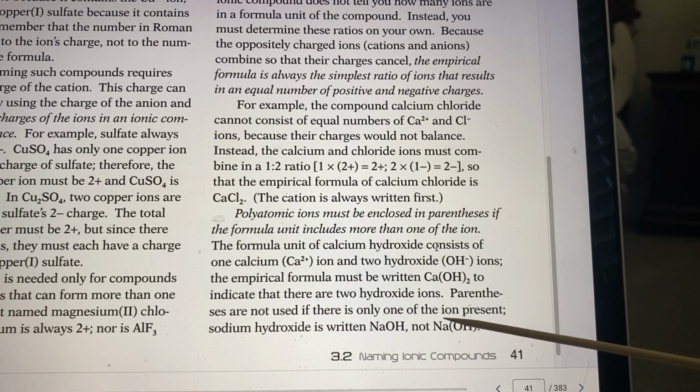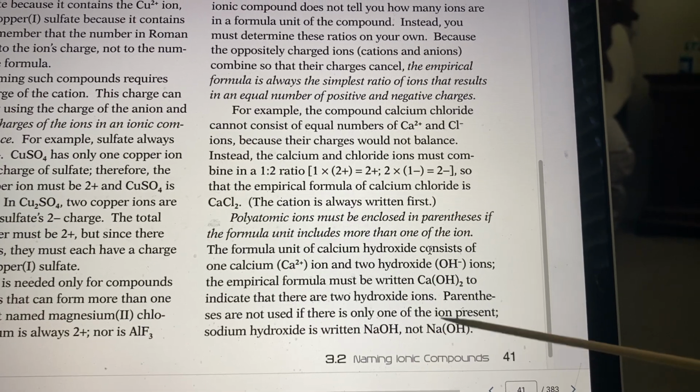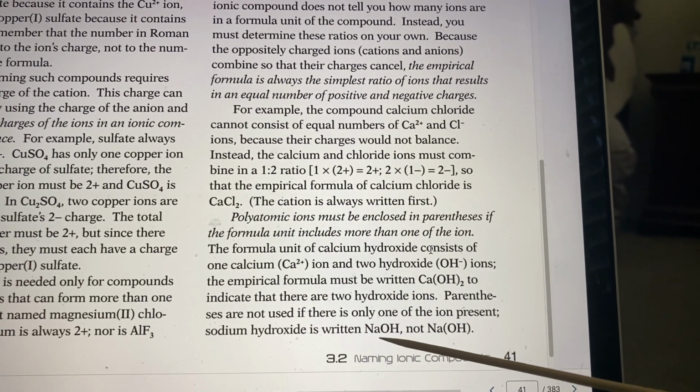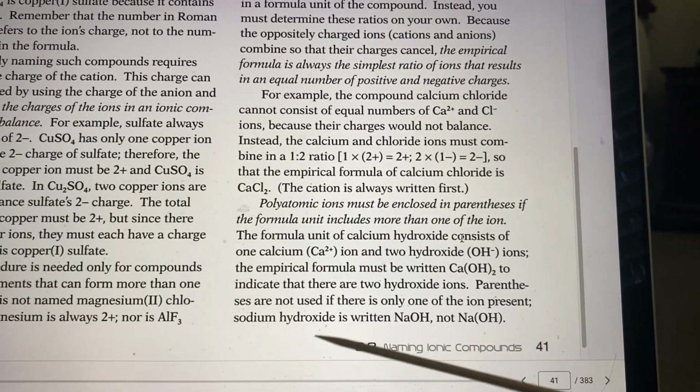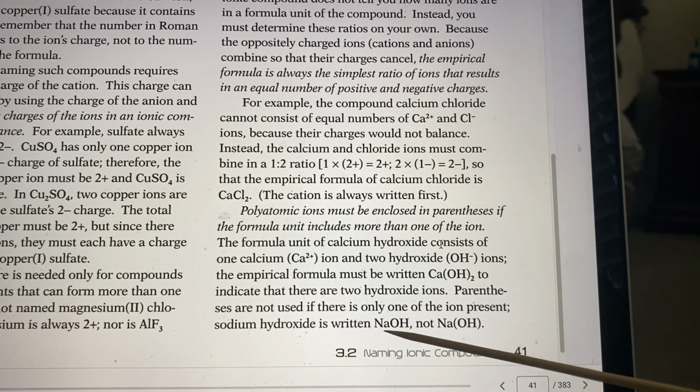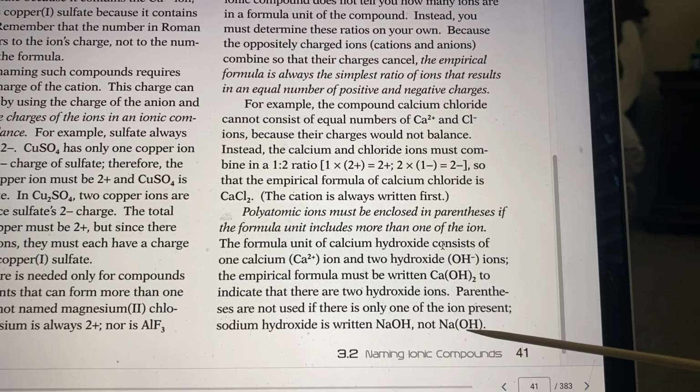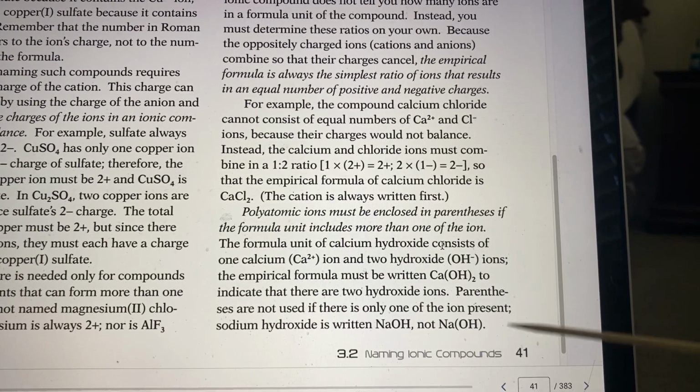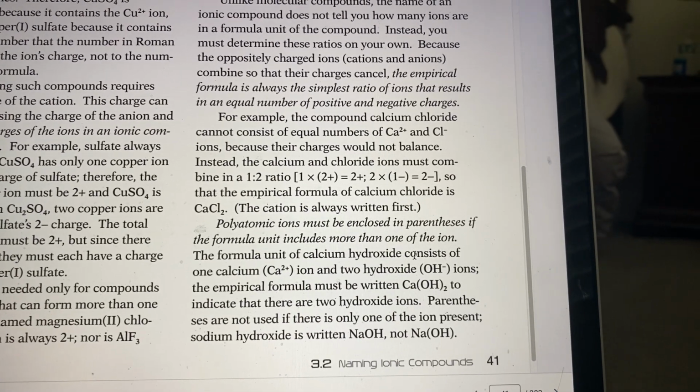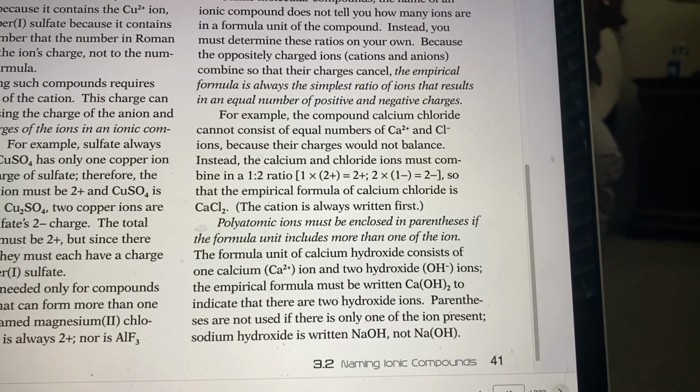Parentheses are not used if there's only one of the ion present. So basically, if you had sodium hydroxide, sodium and hydroxide, well, there's just one of those, so you don't have to put parentheses because you don't have a little number by it. So that's kind of important to know.